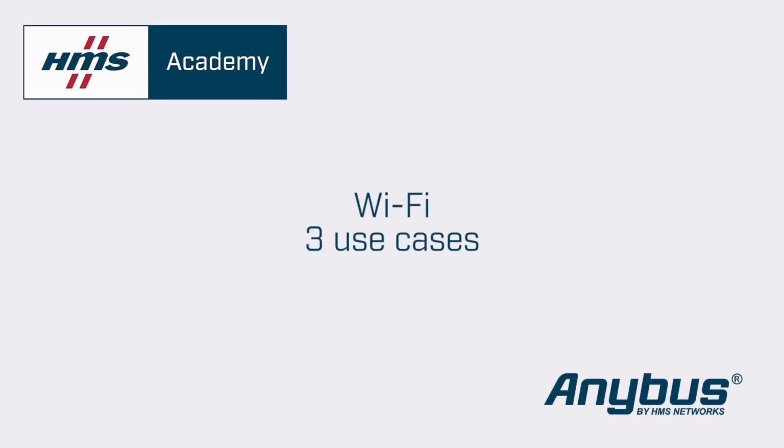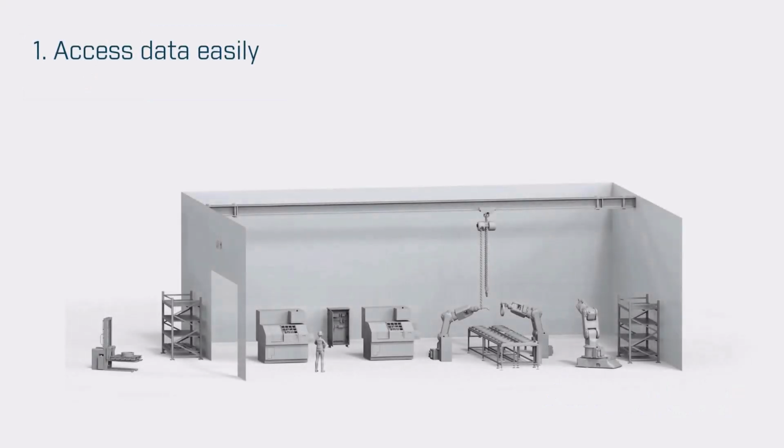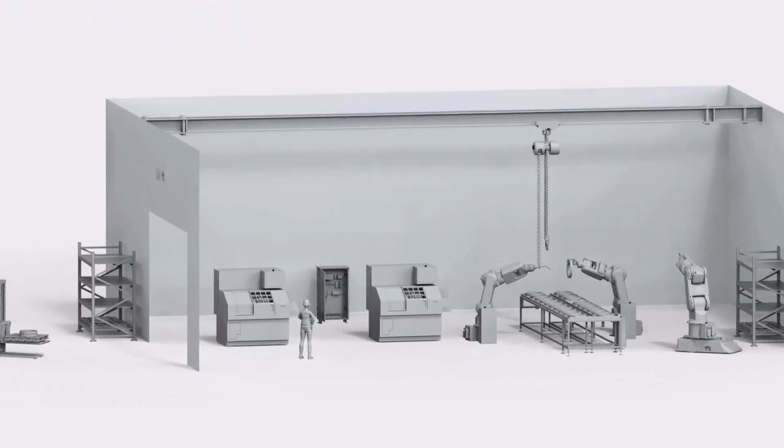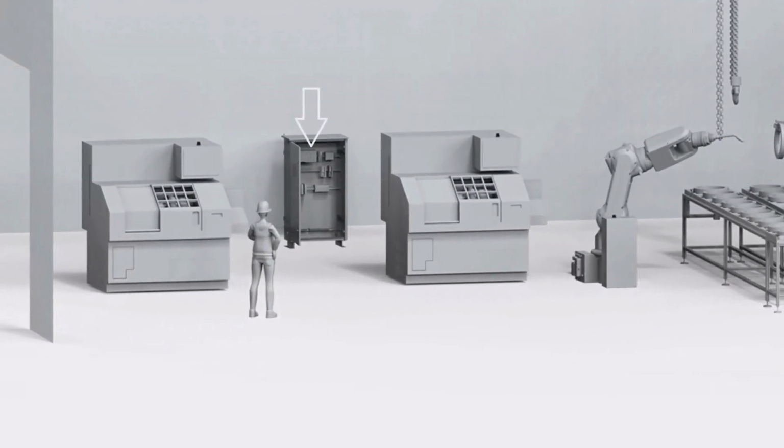In this video, we'll present 3 Wi-Fi use cases. Firstly, in this manufacturing plant, the equipment is spread out in various locations. In a traditional setup, accessing, for example, a PLC within a control cabinet requires a physical cable connection. Technicians must be physically present at the control cabinet, which can be difficult to access or pose a safety risk. Additionally, it might be required to shut down the equipment to connect the cable, resulting in unwanted downtime.